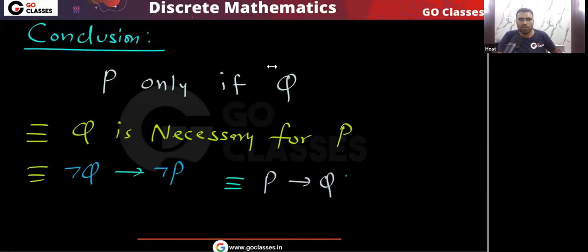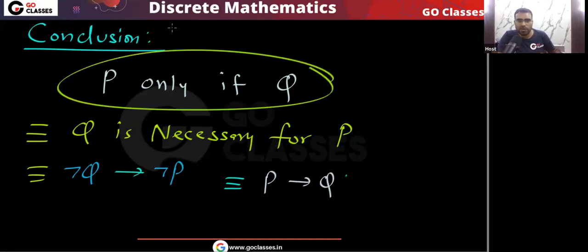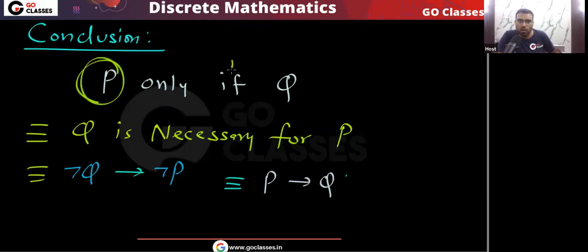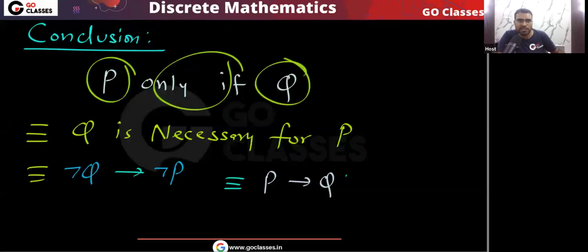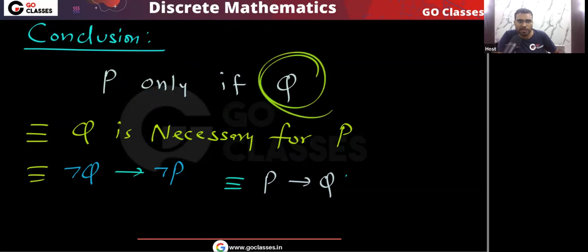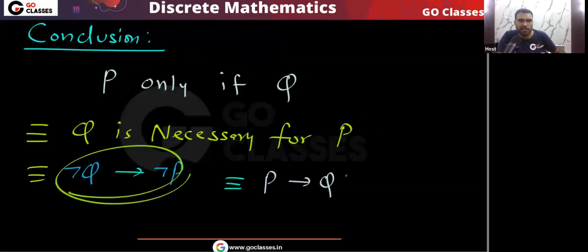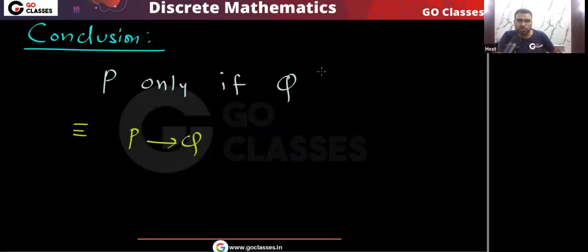Okay. So very simple point. Remember, P only if Q. This only if simply means that Q is necessary. Okay. You can join army only if you are male. That simply means that being male is mandatory. So here Q is necessary for P. That means if Q does not happen, then P does not happen. And that is same as P implies Q. Okay. So anyway, this is the conclusion. You can remember this conclusion, that P only if Q, that is same as P implies Q.